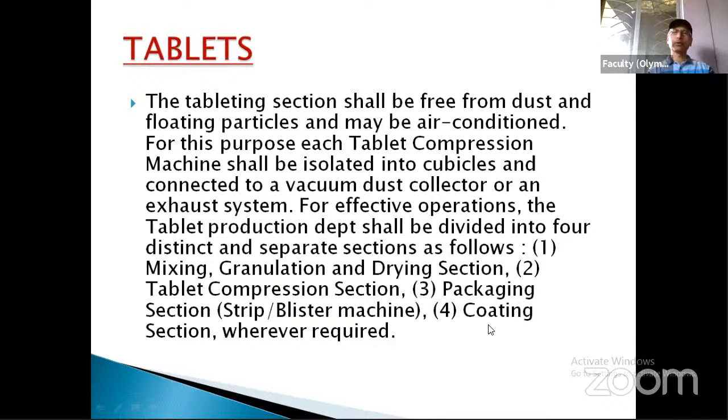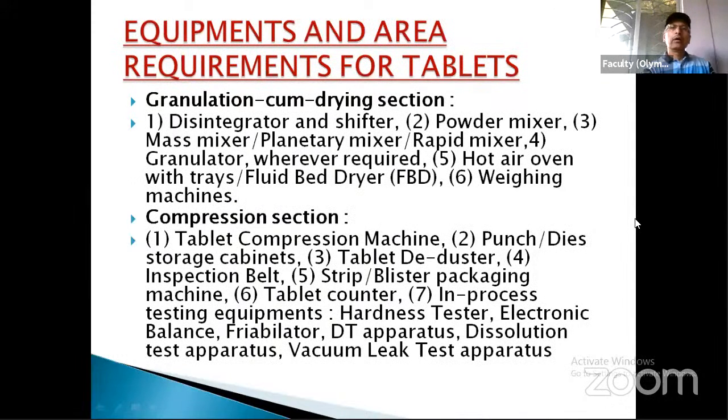So these are the broad sections of a tablet manufacturing unit: mixing, granulation, drying, tablet compression, packaging section, coating section. If coating is not required, then 3 sections are sufficient. Now, for each separate area, separate types of machineries are required.